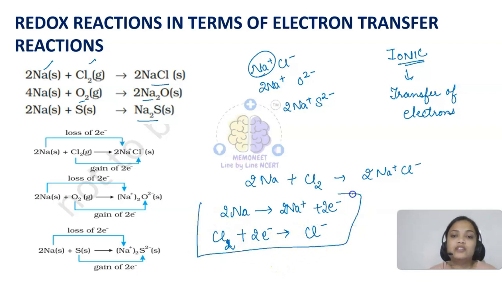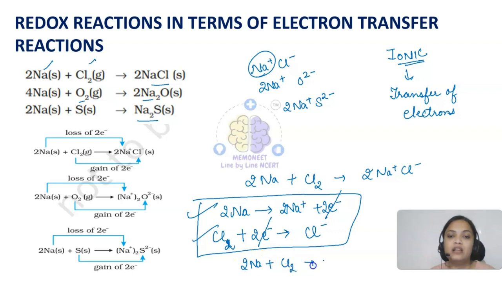These reactions are known as the half reactions. Now I will add them up. The 2 electrons will cancel out and I will get the resultant equation: 2Na plus Cl2 gives 2Na positive and 2Cl negative.